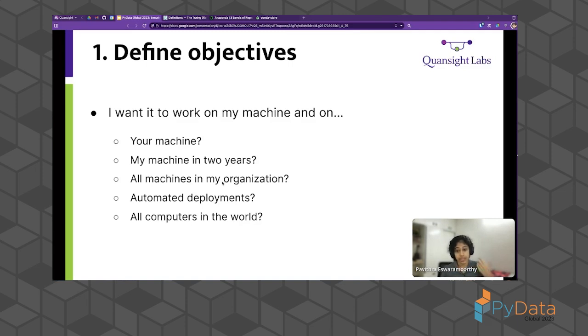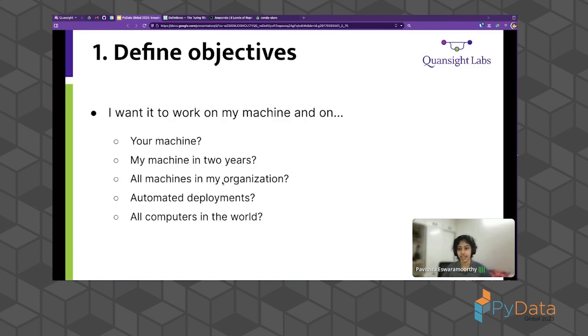So it can be, when you say, for example, I wanted to work on my machine, but what exactly do you mean by that? Is it just your machine? Is it your machine in 2 years? Is it all the machines in your organization? Should this work in a deployed setting?